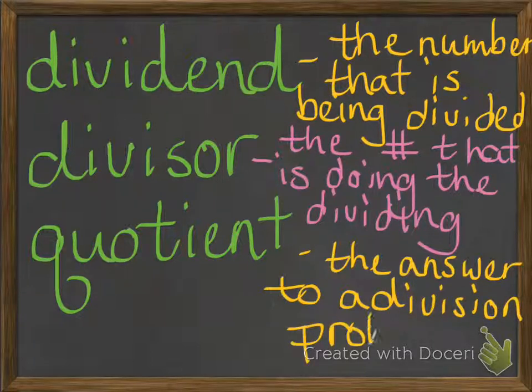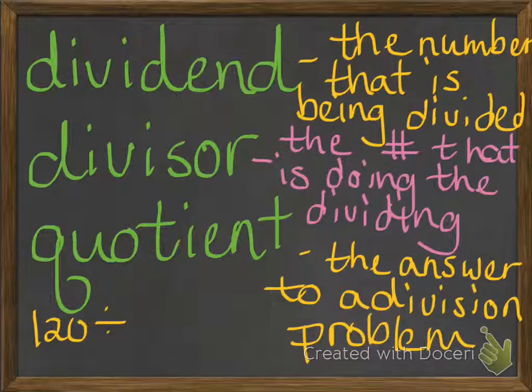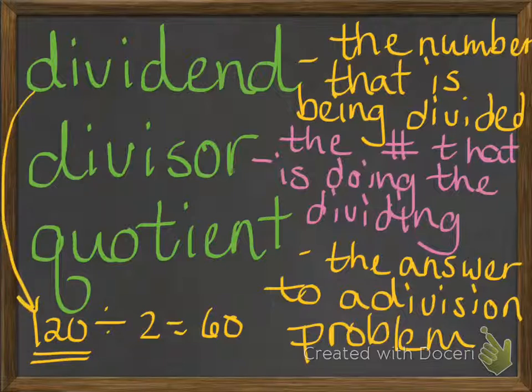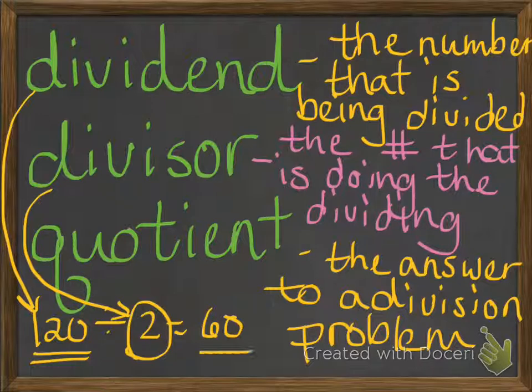Okay, now if I were going to give an example, and I said 120 divided by 2 equals 60, the dividend is the number that's being divided, that's this number. The divisor is the number that's doing the dividing, that's this number, and then the quotient is the answer to the division problem. So that would be 60.